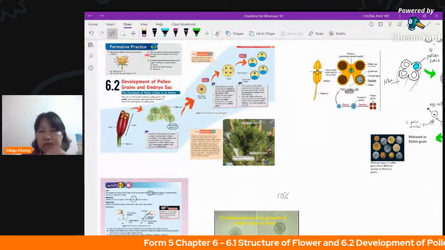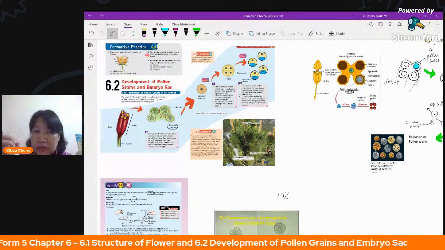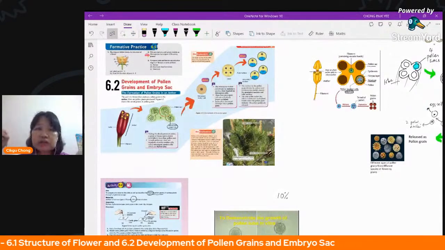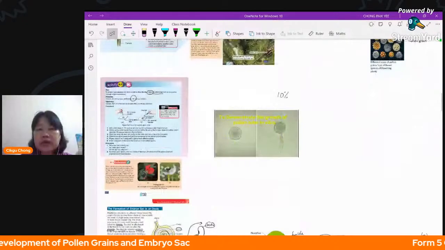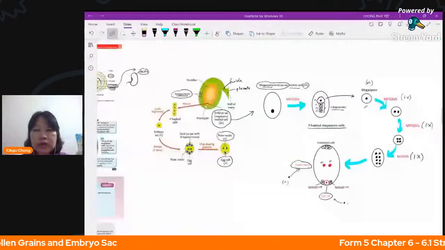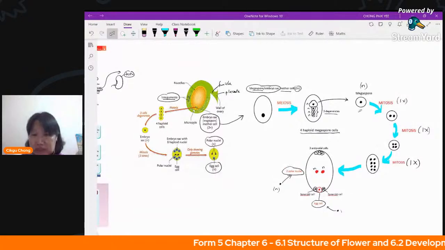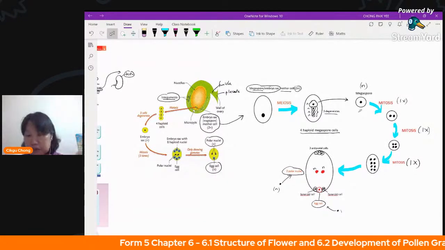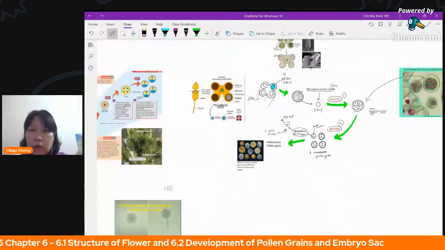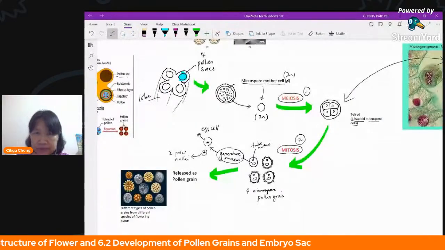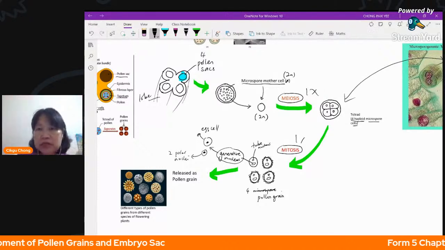What becomes what. From the microspore, you get your pollen grain. From the megaspore, you will get your egg cell and your 2 polar nuclei from all this cell division. Meiosis first, followed by mitosis. For the male, it's one time meiosis, one time mitosis.